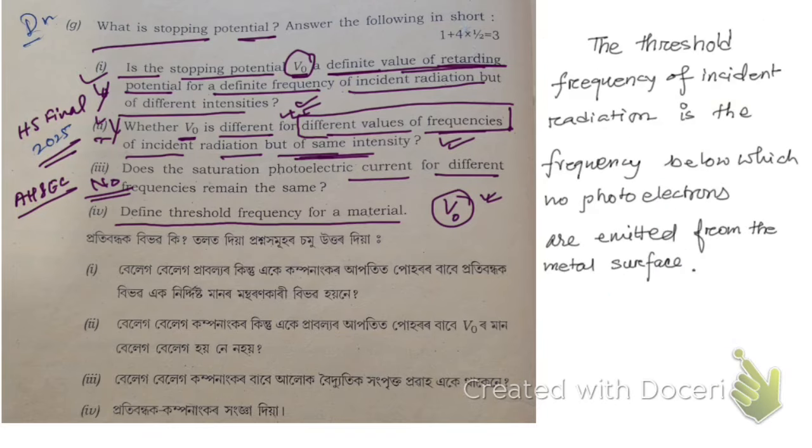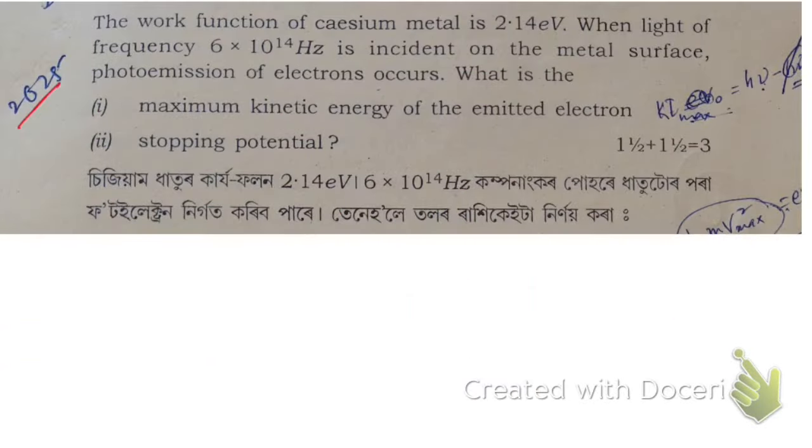The definition of threshold frequency of incident radiation is the frequency below which no photoelectrons are emitted from the metal surface. Okay, that is the definition of threshold frequency. Hope you have understood this. Now let me take the next question. This was also asked in 2025.